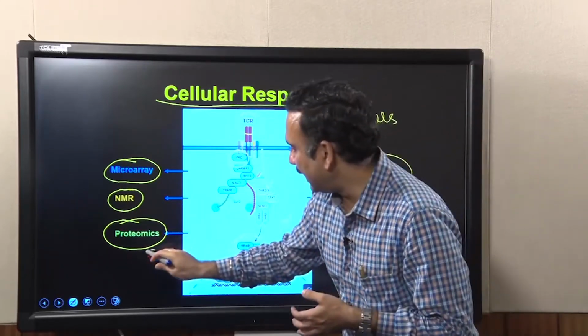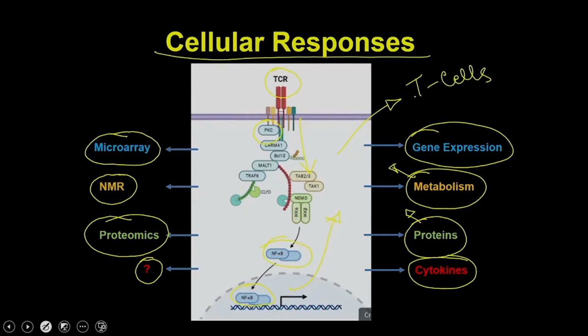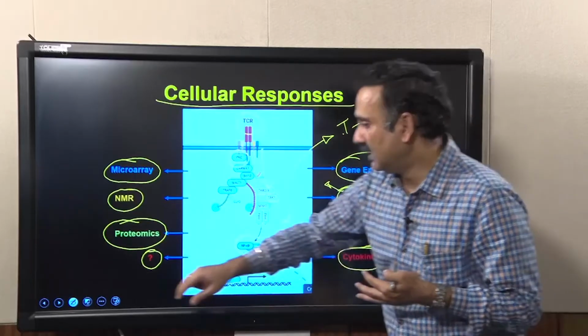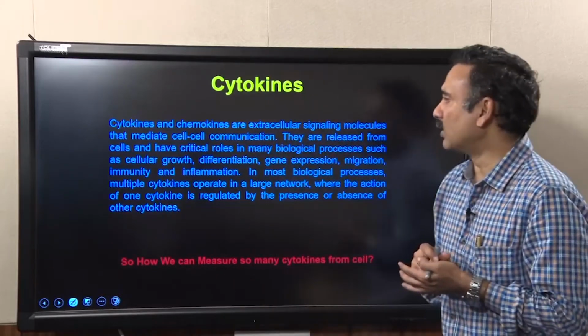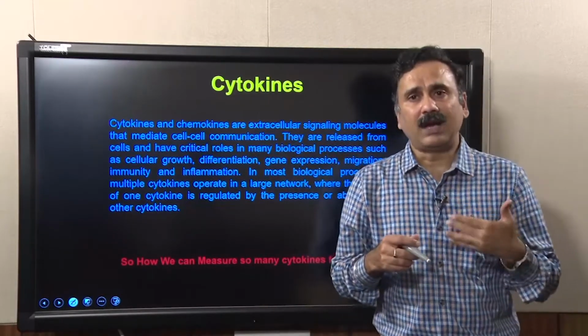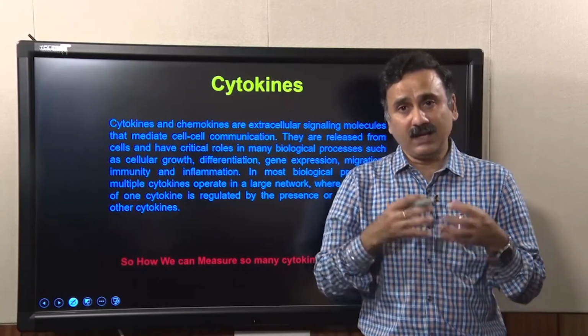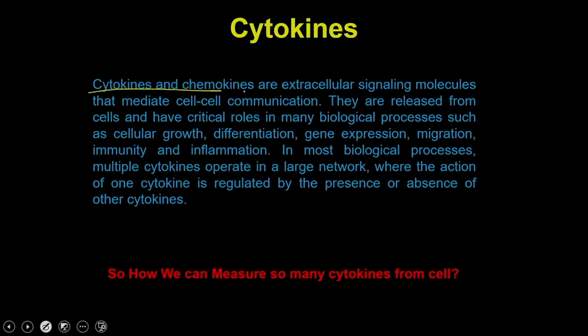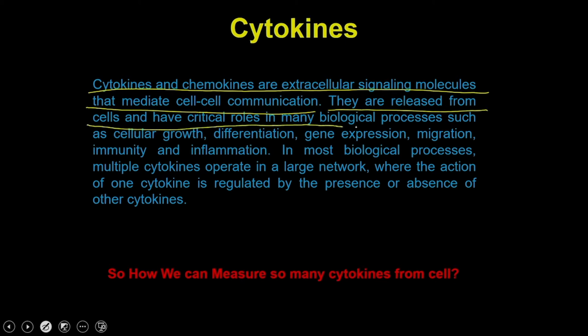To this we have multiple options. One of the easiest ways is that you can perform the ELISAs. I think in the previous lecture also we discussed the different types of ELISA that are available for you to explore. So, the cytokines are signaling molecules. Cytokines or the chemokines are the signaling molecules that mediate cell to cell communications. They are released from the cells and have a critical role in many biological processes such as cell growth, differentiation, gene expression, migration, immunity and inflammation.